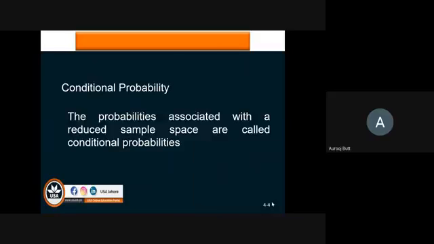So what was conditional probability? The probabilities associated with the reduced sample space are called conditional probability. Whenever a reduced sample space comes up, in which case does it come? When some sort of additional information is added. If you have that additional information, and just because of it your sample space reduces, and you need to compute the probability related to that reduced sample space, it is defined as a conditional probability.